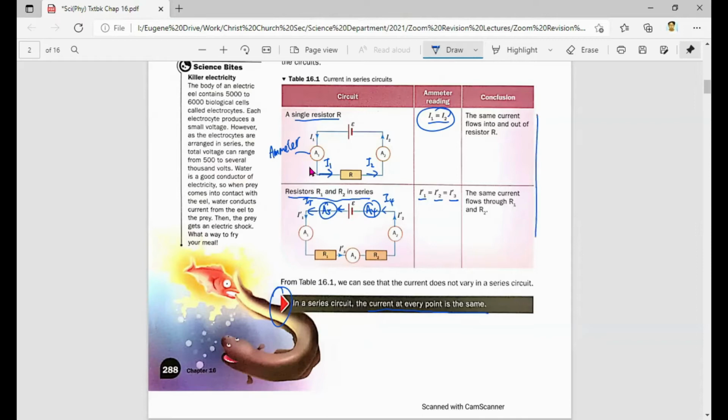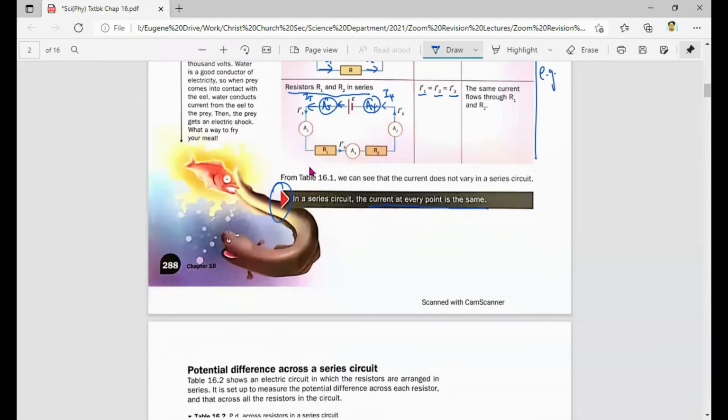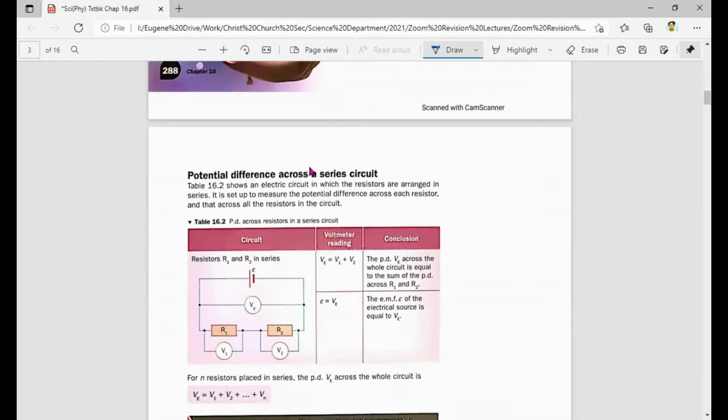So this is the first thing. These are the examples to highlight some of the results. And then from there, the conclusion we can draw is that the current at every point in a series circuit is the same. Okay, so that's for current. Now, we're going to go into potential difference. So potential difference, we know that it's measured in volts. The SI unit is volts.